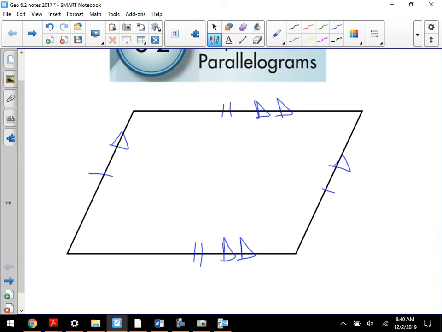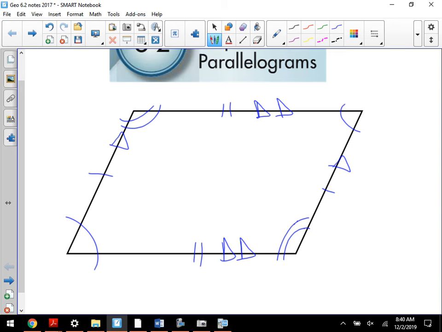It also means we have opposite angles that are congruent. And what I mean by opposite, this one and that one. Those are always congruent.